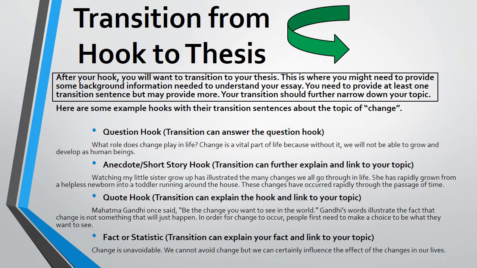If you use a quote hook, your transition can explain the hook and link to your topic. For example, Mahatma Gandhi once said, "Be the change you want to see in the world." Gandhi's words illustrate the fact that change is not something that will just happen. In order for change to occur, people first need to make a choice to be what they want to see. If you use a fact or statistic hook, your transition can explain your fact and link to your topic. For example, change is unavoidable. We cannot avoid change, but we can certainly influence the effect of the changes in our lives.